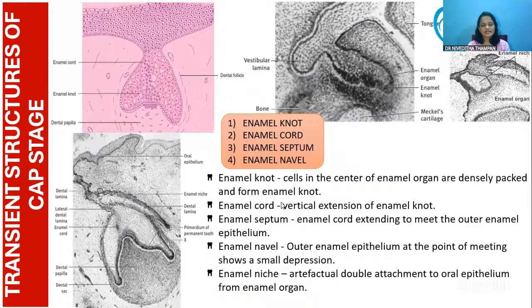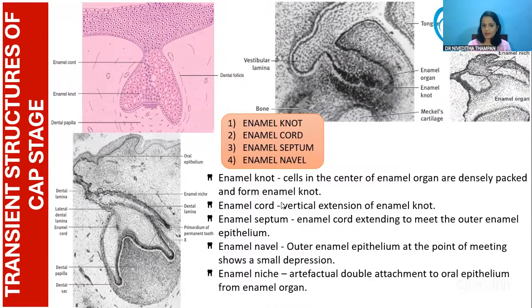And which are the transient structures seen in the cap stage? There are 4 transient structures usually seen in the cap stage. One is the enamel node, then we have the enamel cord, then the enamel septum, and the enamel navel. These 4 are the transient structures, and you should not confuse between these terms. Start with the node. Enamel node is the first formed structure among these transient structures.